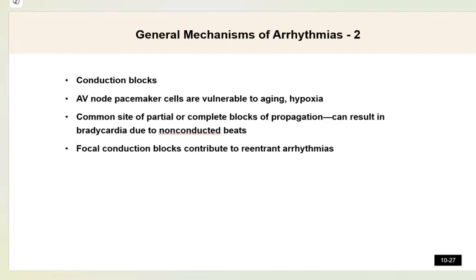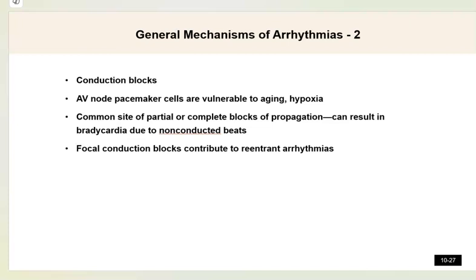Conduction blocks can be complete, whereby the conduction is slowed or blocked in both directions, and that typically occurs at the AV node, where conduction is slowest in the first place, and this can lead to various degrees of AV blocking, which often is going to cause bradycardia, because you're not going to allow the sinoatrial one to come through. You're going to have bradycardia from a slower heart rate.